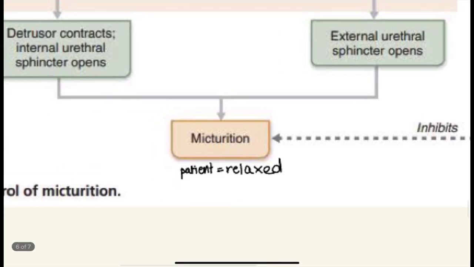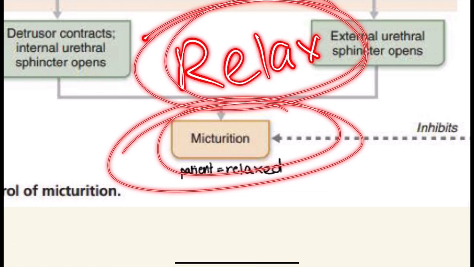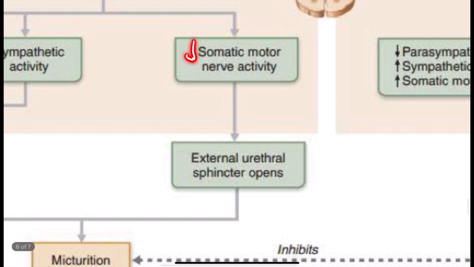Remember, for the process of micturition, I always need the person to be relaxed. So when you decrease the motor activity over here, this external sphincter is going to relax and allow for the urination to occur. Now, why am I saying when you decrease? Because if you increase the somatic motor activity, what would it do to the external urethral sphincters? It's basically allowing them to contract. When you increase the activity, you allow them to contract.